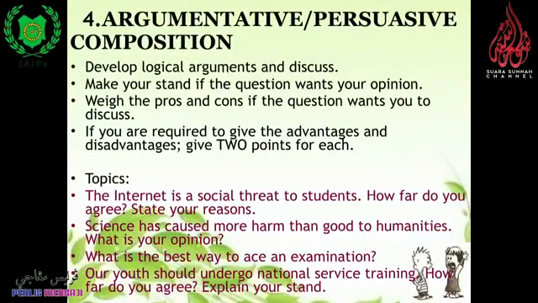Science has caused more harm than good to humanities. What is your opinion? So make a stand. What's the best way to ace an examination? And the last one. Our youth should undergo national service training. How far do you agree? Explain your stand. So you have to develop logical arguments and discuss. Alright? Okay, so that is what we call argumentative or persuasive composition. You are going to argue, you are going to persuade.